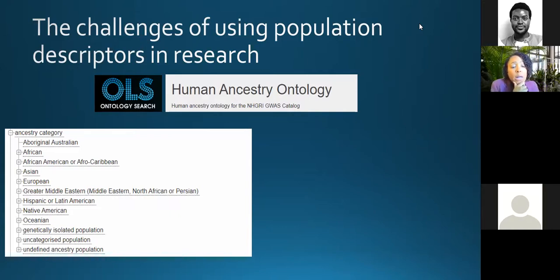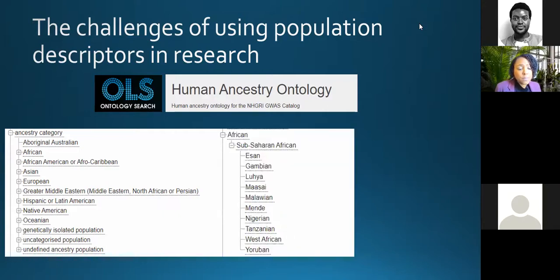So a quick look at the Ontology Lookup Service, which is a repository for biomedical ontologies that is used for the NHGRI GWAS catalog, shows that categories are a mixture of broad racial, ethnic, regional, and continental groups. And there are a limited number of sub-Saharan African categories.